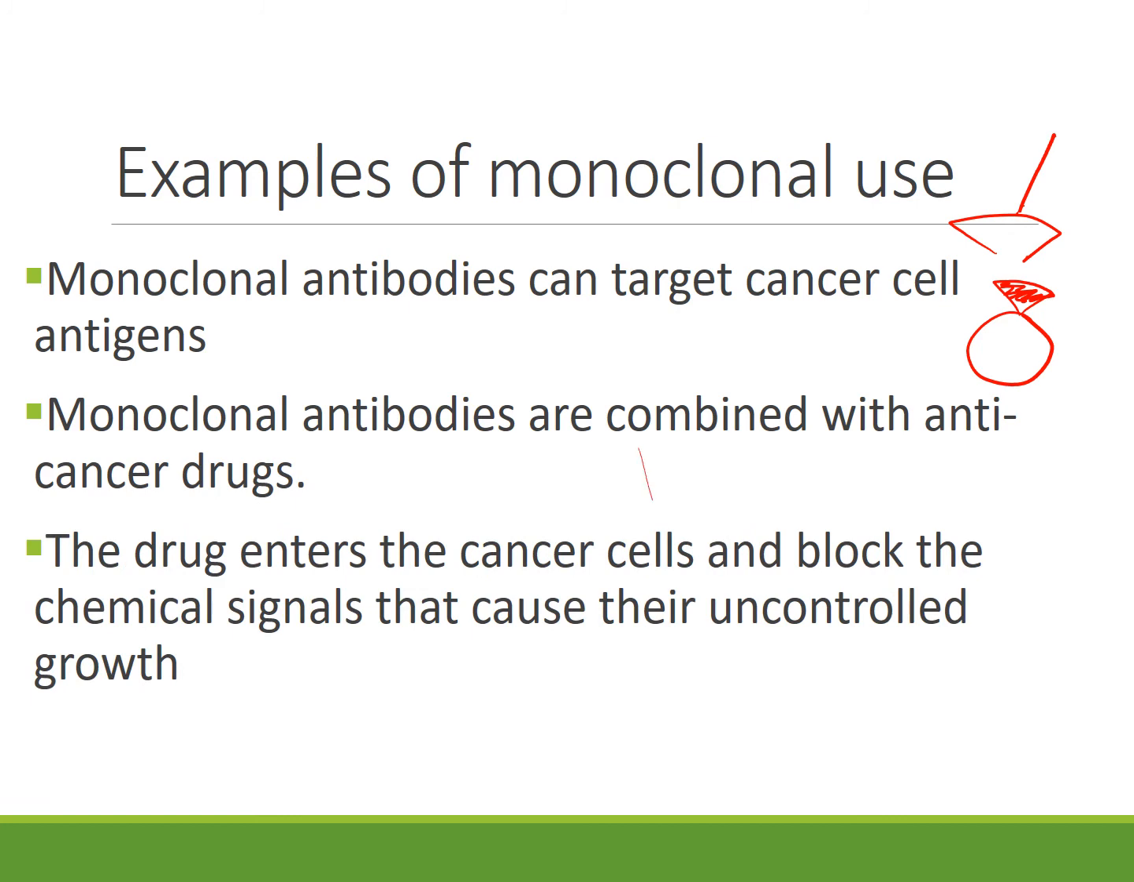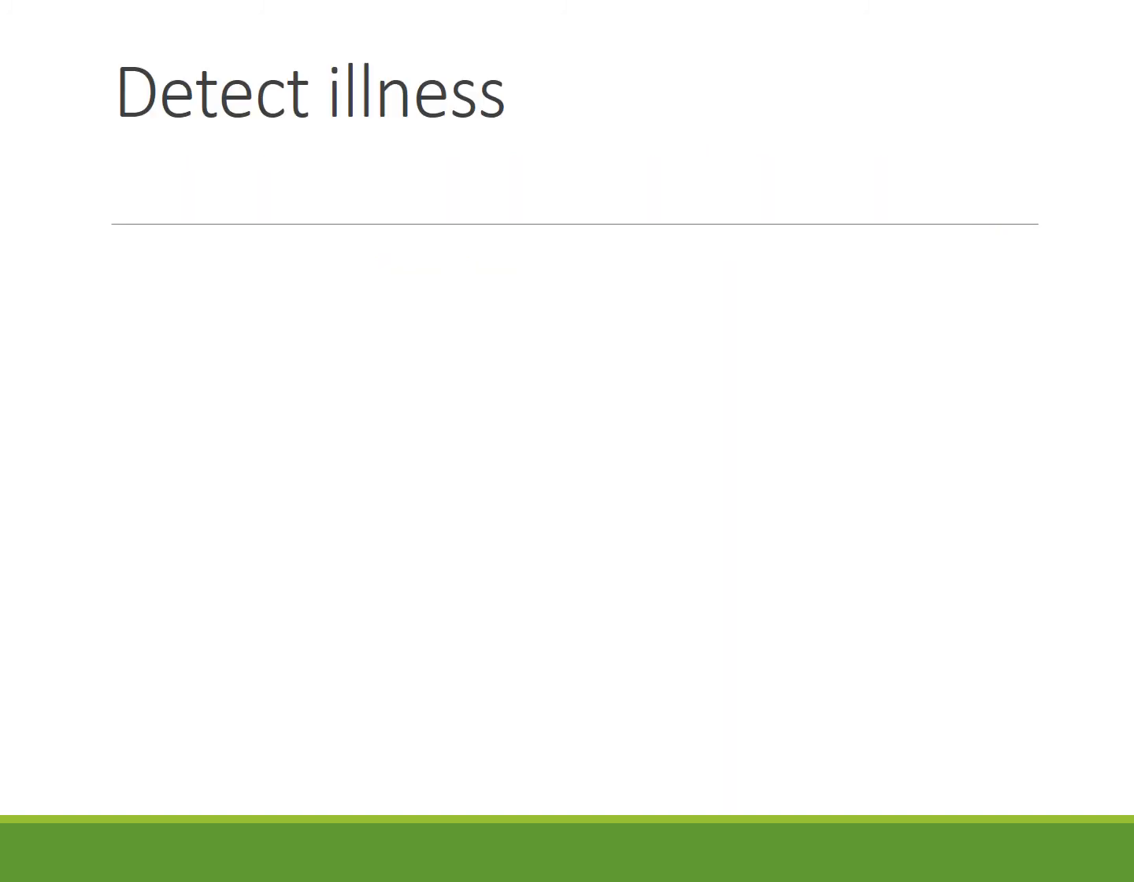The drug enters the cancer cells and blocks the chemical signals that cause their growth. So it means that we can actually get hold of them and then deliver a medicine into the cancer cells. That's another thing we can do. So it can either destroy the cancer cell or we can actually stop it reproducing.